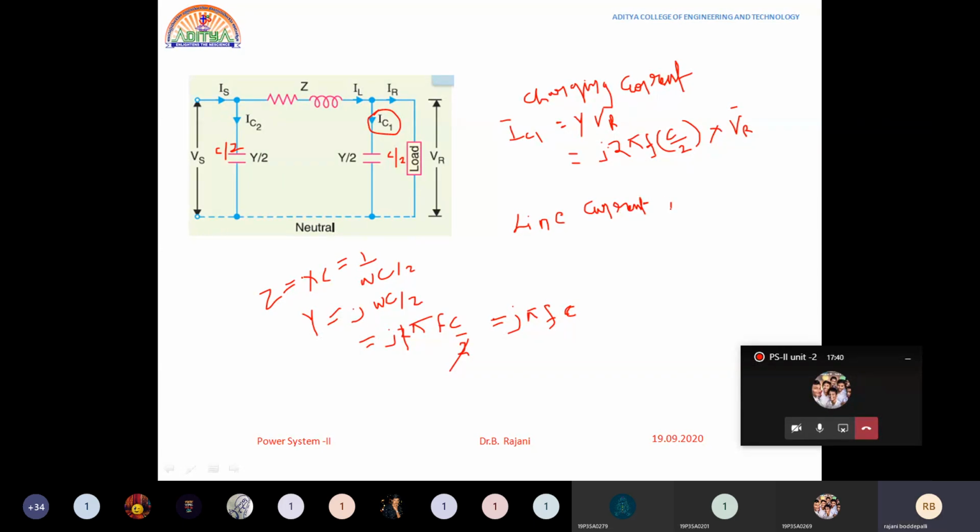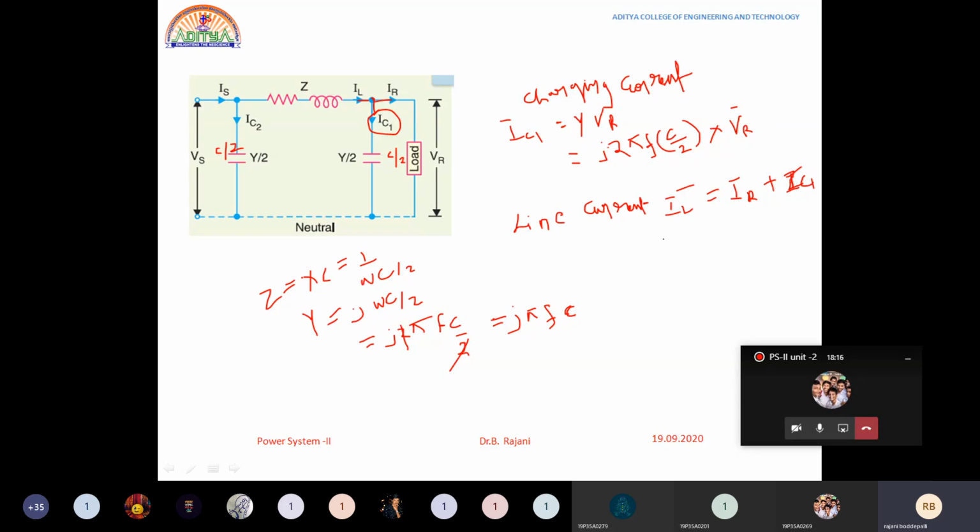Line current is equal to IL. IL is equal to, what is it called? See here, IL bar is equal to IR plus IC1. If you see the figure, you will be able to understand. IL is the sending end current, equal to both these currents at this particular node. IL is equal to IR plus IC1.